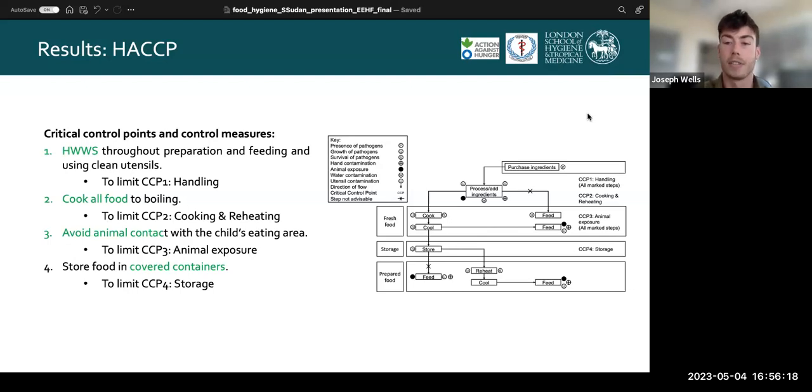And we suggested to counteract these were hand washing throughout preparation and feeding practices, as well as using clean utensils, cooking all food to boiling, avoiding animal contact, and using covered containers, which hopefully would limit food contamination throughout the process.